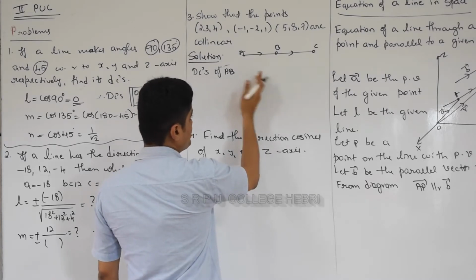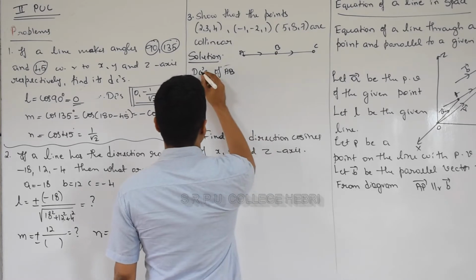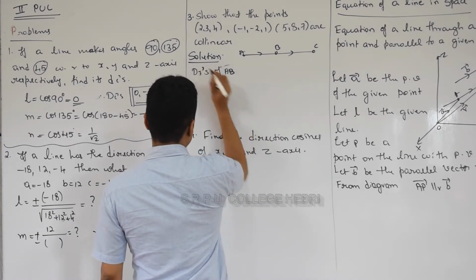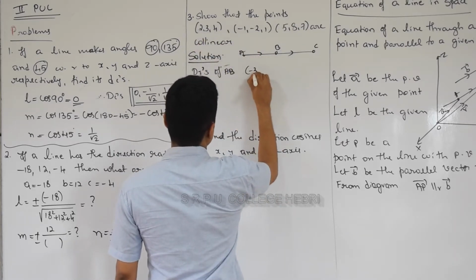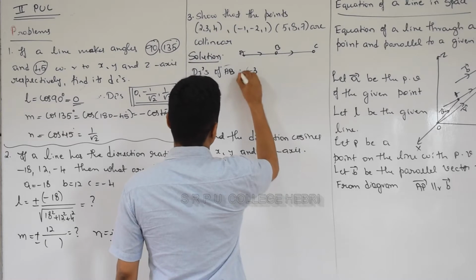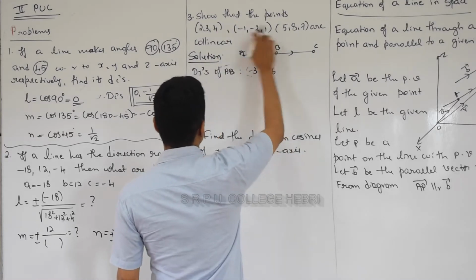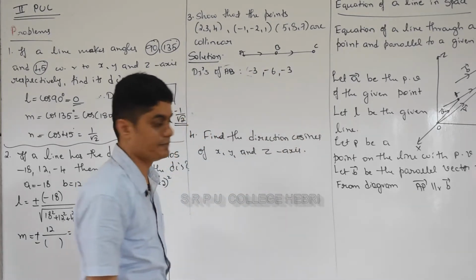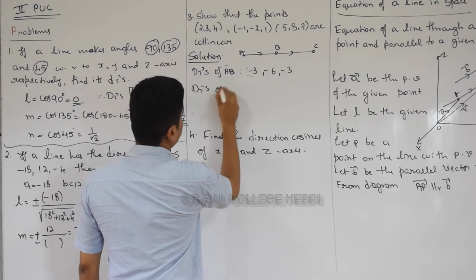Remember the direction cosines x2 minus x1 by y2 minus y1? Or you can also find the direction ratios. Let me find the direction ratios, it will be a little easier. So minus 1 minus 2, minus 3. Then minus 2 minus 3, minus 5, and 1 minus 4, minus 3. This is the direction ratios of the line AB. In the same way, find the direction ratios of BC.